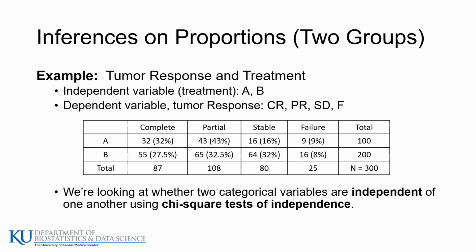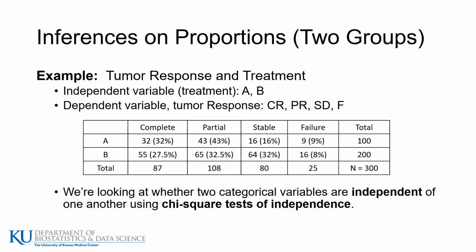So I want to go more into inferences on proportions. We looked at a chi-squared test of independence where we had an independent variable and a dependent variable with two different groups. I want to give an example also of a case where we have 2 groups in our independent variable, or the treatment, but then we have 4 groups in our dependent variable.